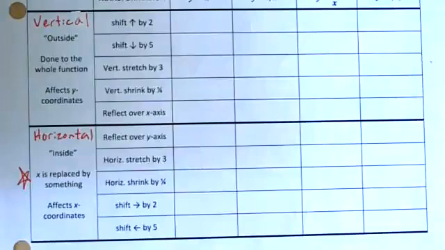When we do anything inside of the function or horizontal move, we're going to actually pull x out of the function, we'll do something to that x, and we'll put it back in its place. Horizontal things would only affect x coordinates. So let's go through here.